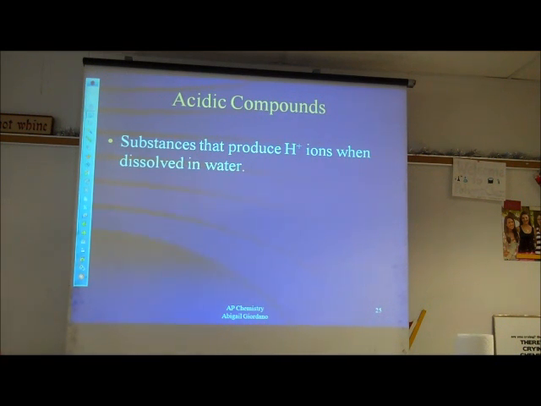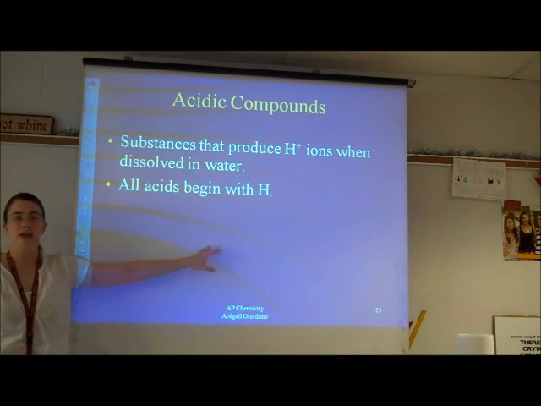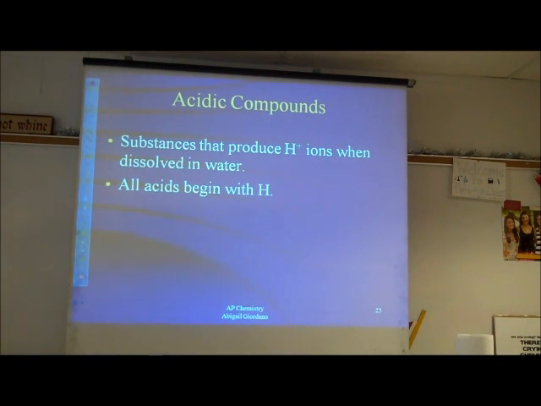Now, first of all, what defines an acid? Ladies and gentlemen, an acid is defined as something that when you dissolve it in water, produces hydrogen ions. So it has to produce hydrogen ions. That means it must have hydrogen in its formula. And let's be even more specific. How do you recognize an acid? An acid will always begin with hydrogen. If you look on our previous two slides, you will notice that nothing there had hydrogen as the first element.